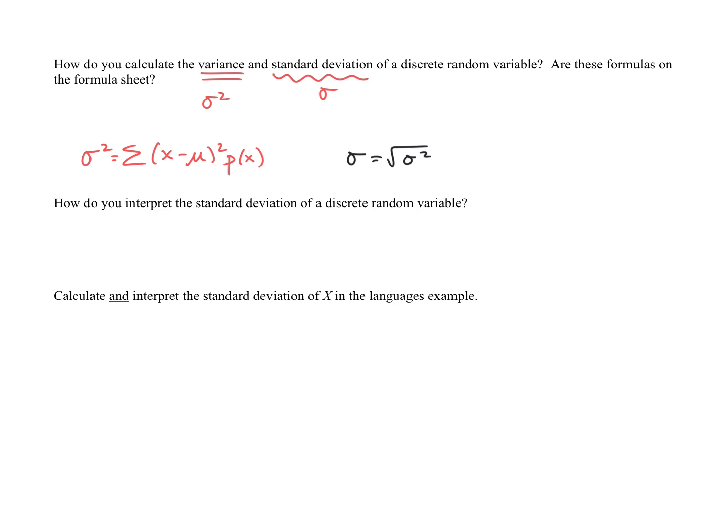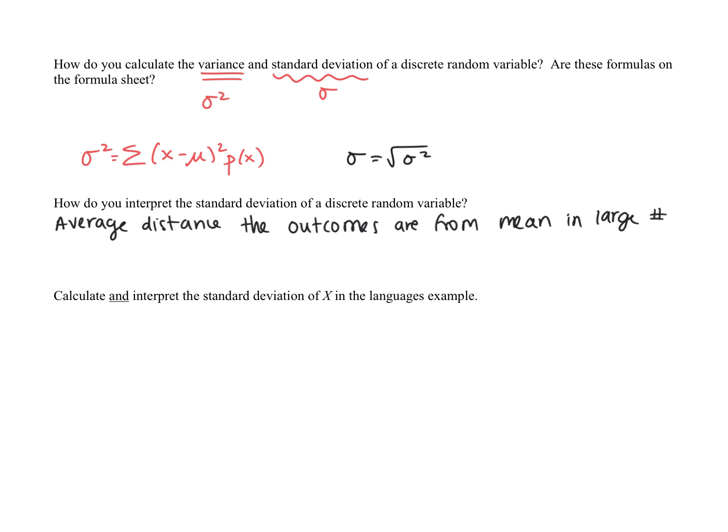Before we find standard deviation, let's talk real quick about interpreting it. If you interpret standard deviation, it is the average distance the outcomes are from the mean in a large number of trials.